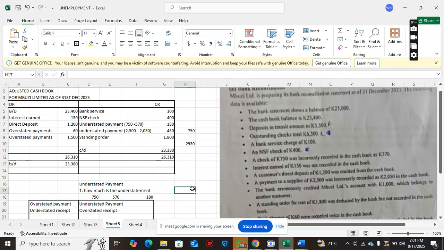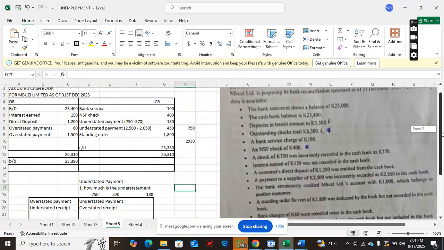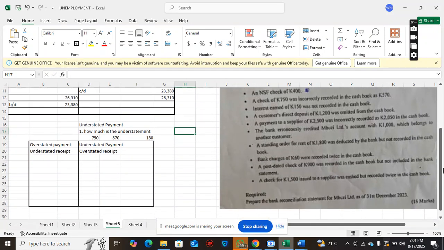Yes. Okay, colleagues. So now we need to make the bank reconciliation statement. There are two options that you can have, because here the question hasn't told you which one to start with.